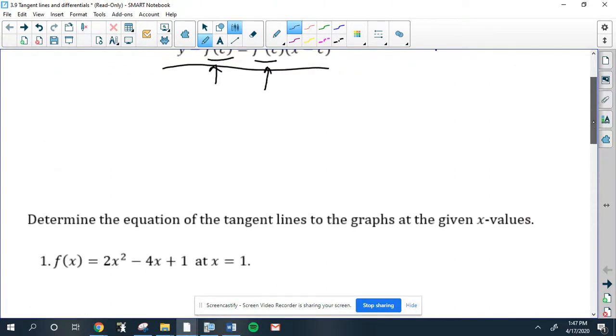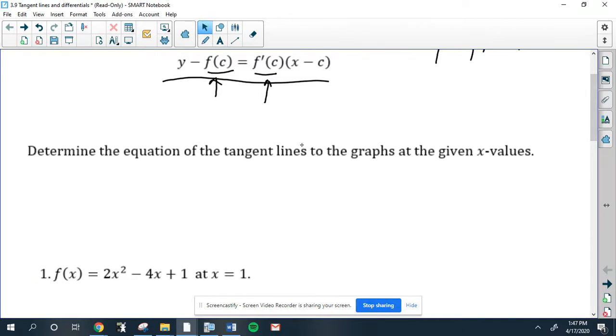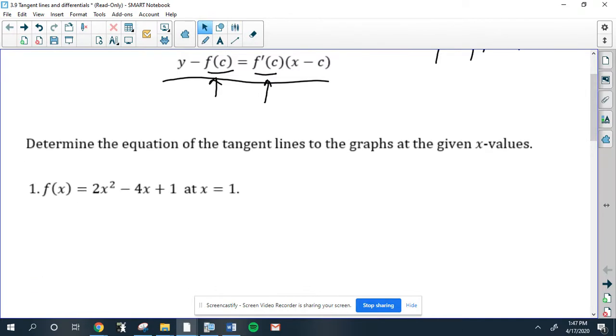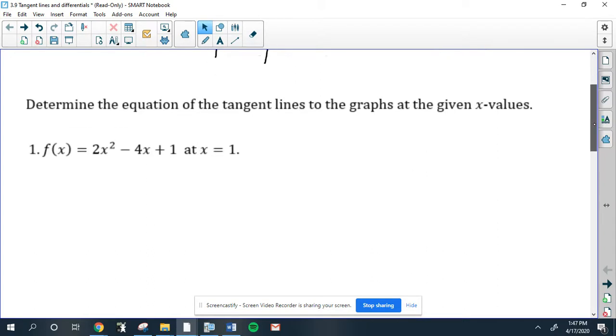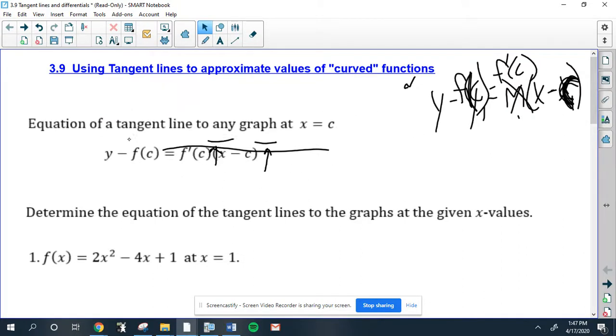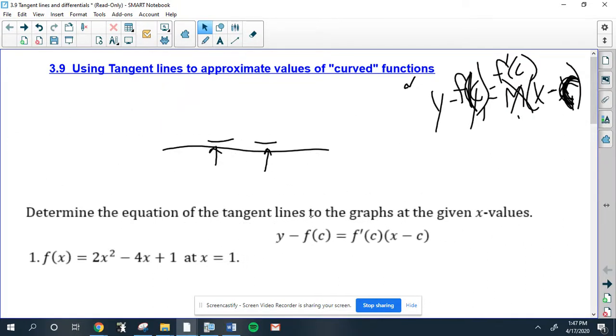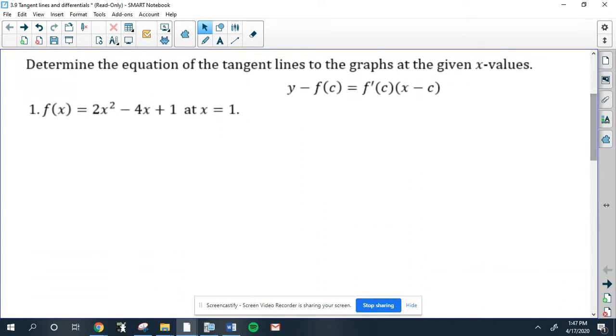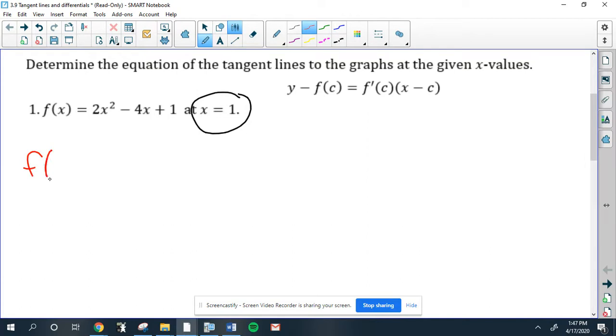So this one asks you to determine the equation of the tangent line of this graph, 2x squared minus 4x plus 1 at x equals 1. So what I'm going to do is first find these two values that I need, f of c and f prime of c. So c is 1. So f of c means f of 1. And f of 1 is 2 times 1 minus 4 times 1 plus 1, which is negative 2 plus 1, which is negative 1.